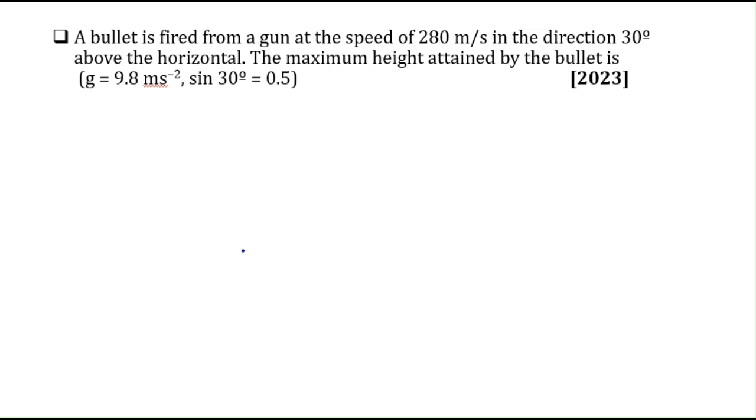We have a question here. A bullet is fired from a gun at a speed of 280 meter per second in the direction 30° above horizontal, and we have to find out the maximum height attained by this bullet.